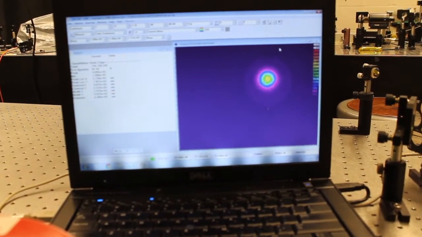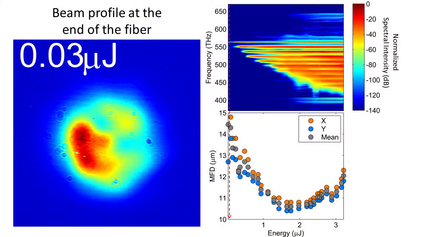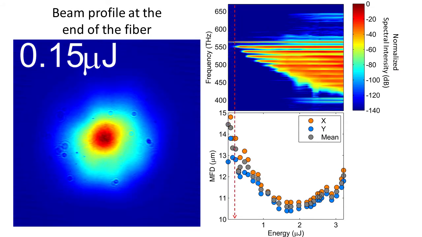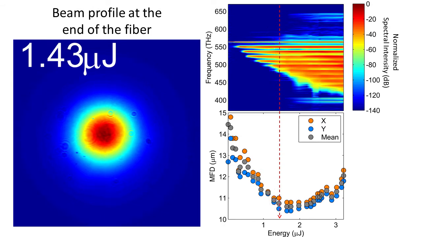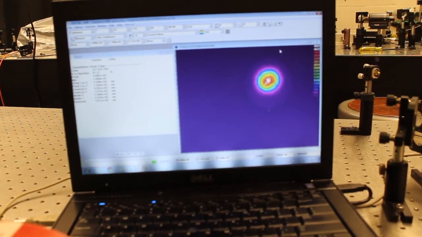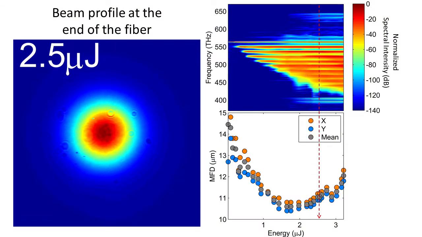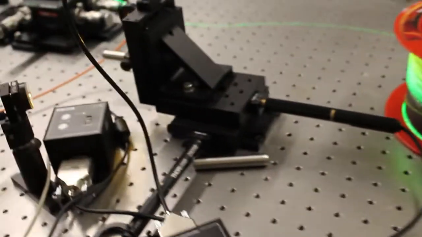But as we increase the power that goes into the fiber, the nonlinearity inside the fiber causes the light to actually self-organize. It goes from this messy beam into this nice round Gaussian beam that could be useful for many applications. As we increase the power, however, the beam blows up. It grows again. And this corresponds to the development of spectral sidebands that we can see on the spectrometer.